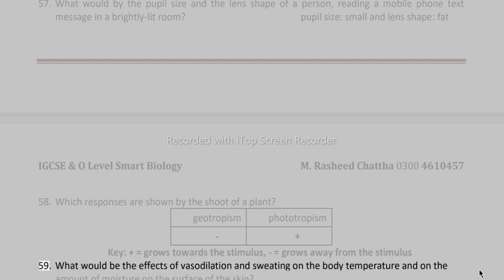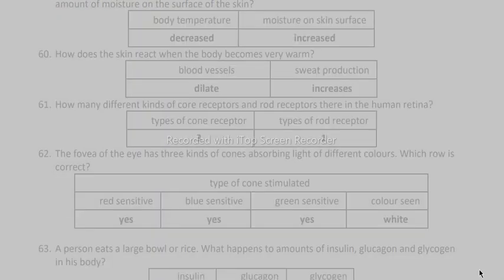59. What would be the effects of vasodilation and sweating on the body temperature and on the amount of moisture on the surface of the skin? Body temperature: decreased. Moisture on skin surface: increased. 60. How does the skin react when the body becomes very warm? Blood vessels dilate, sweat production increases.